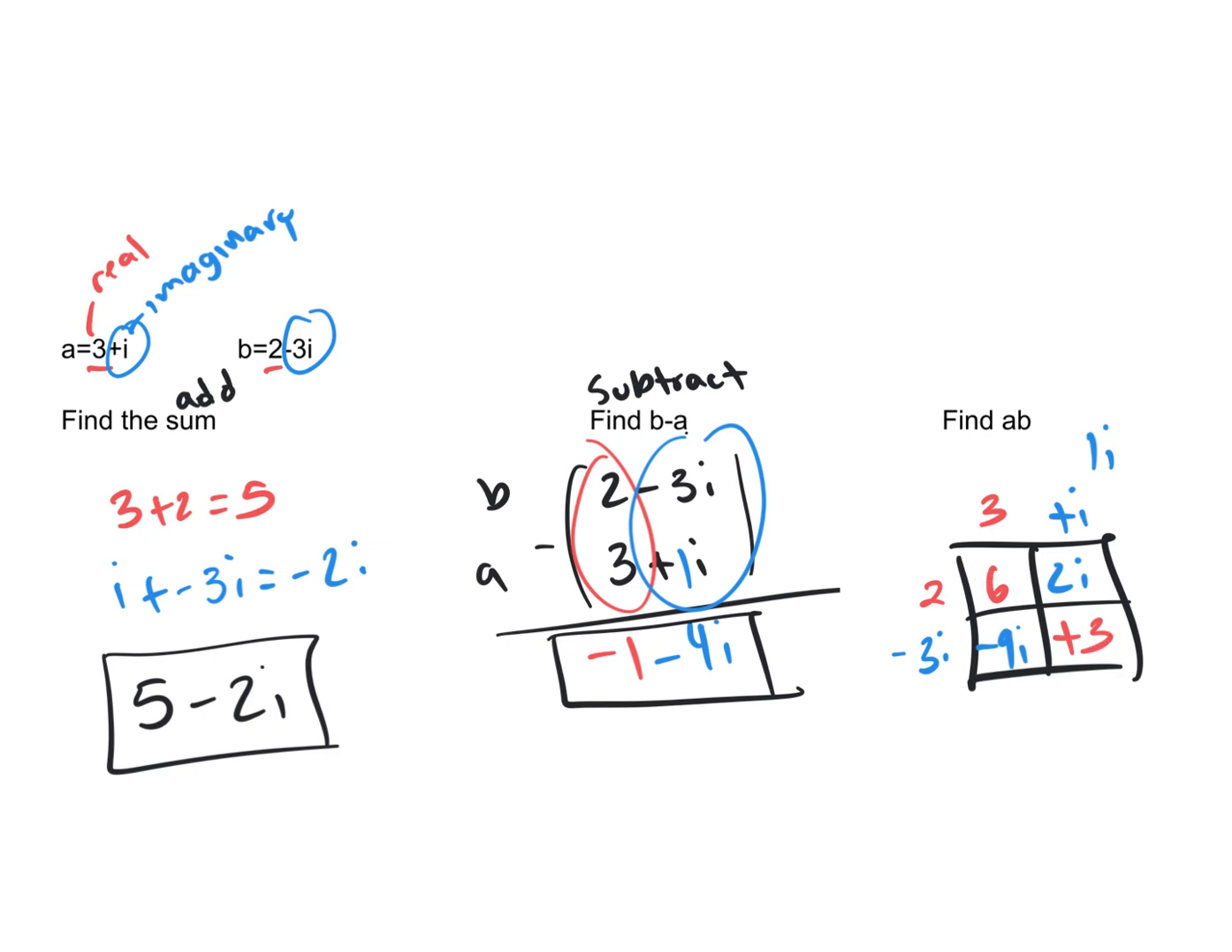6 and 3 is 9. And then combine the imaginary. -9 plus 2 is -7i. Like that.